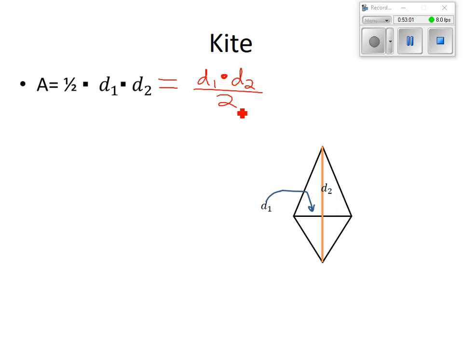Notice that's the same formula as what? Rhombus. For a rhombus. So, are rhombuses tied to kites, or does it just happen to be that way? It just happens to be that way.